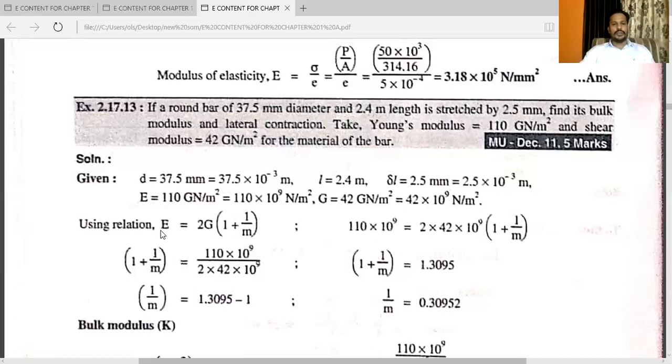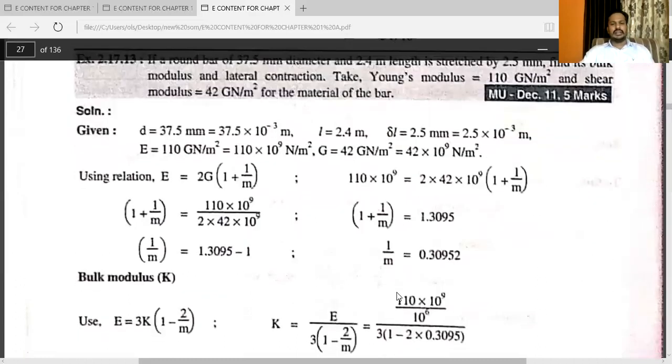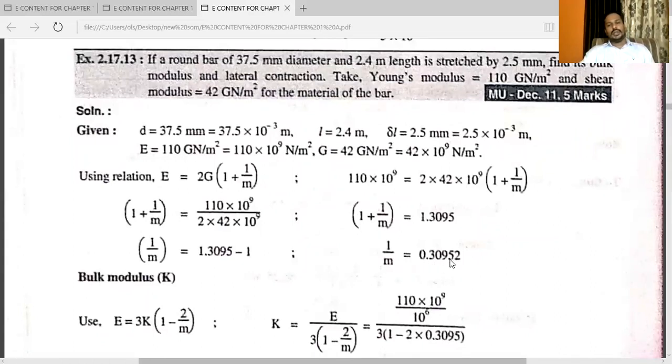We have the value of E. We have the value of G. Here we have the value of E and we have the value of G. So by using this relation, E is equal to 2G (1 plus mu), that is mu is nothing but 1 upon m, you will get the value of mu. See here, we have the value of mu, that is 0.30952.